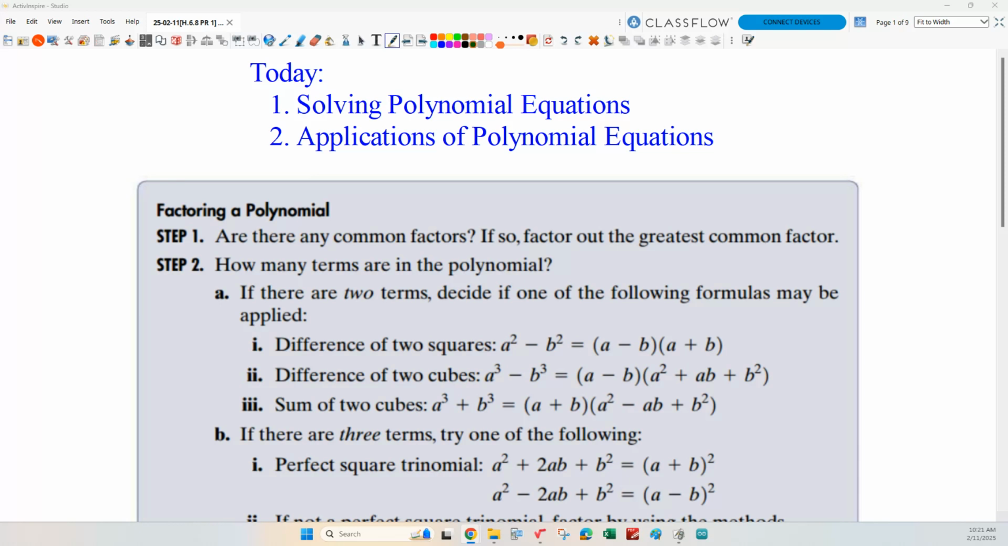I don't want to spend a ton of time because you guys talked about this yesterday. I do want to talk about applications of polynomial equations today. That's the topic of the day, but I also want to take a second and just review solving polynomial equations, stuff you guys talked about yesterday.